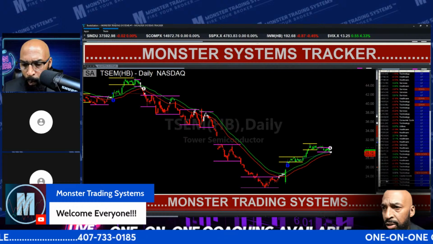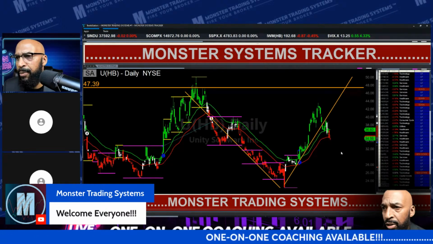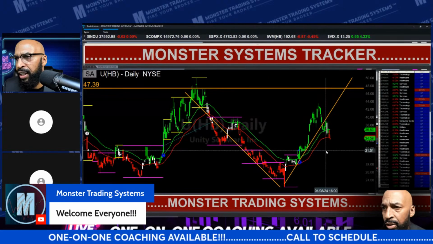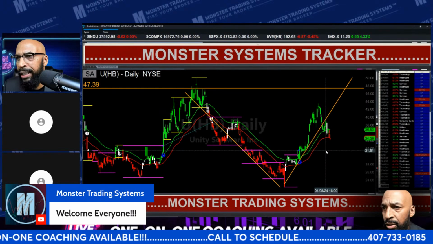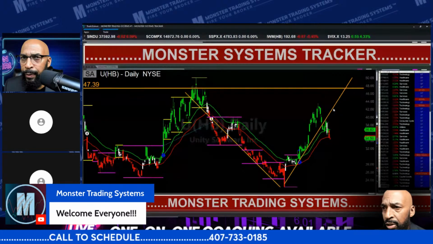TSEM. Same thing. Red candle here. Get out. Close the trade. The buy signal was at 31.51. It closed on Friday at 34.59. Close the trade, please.